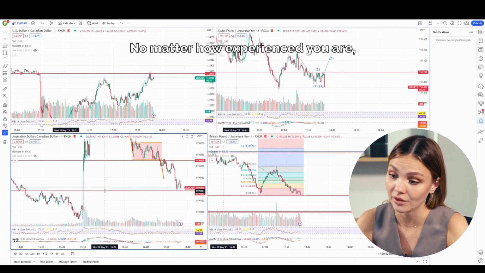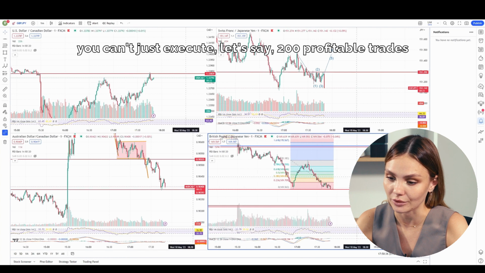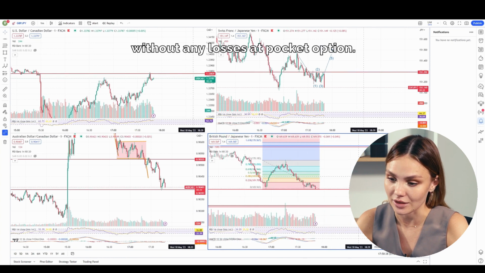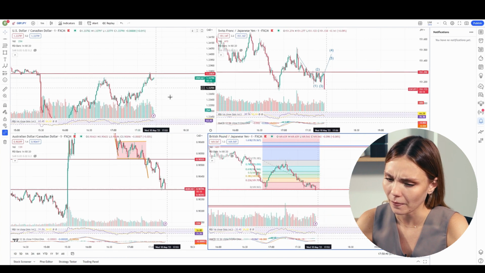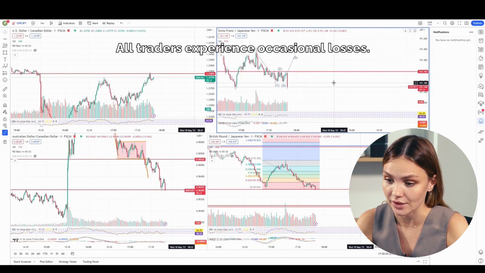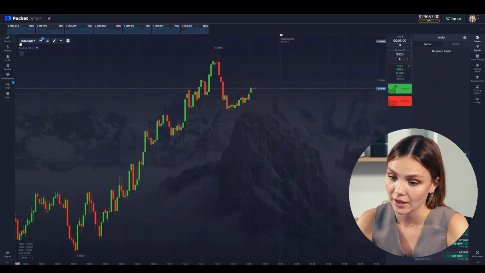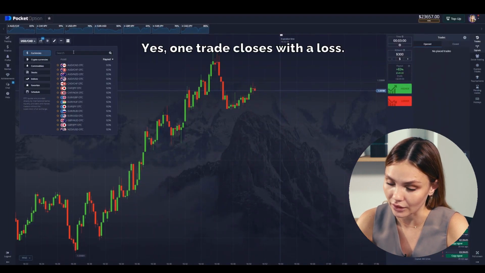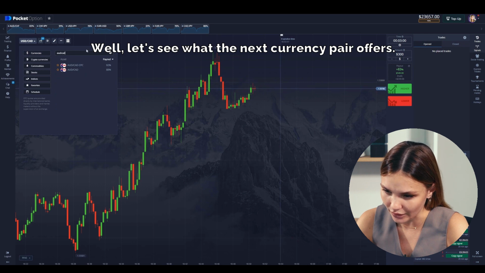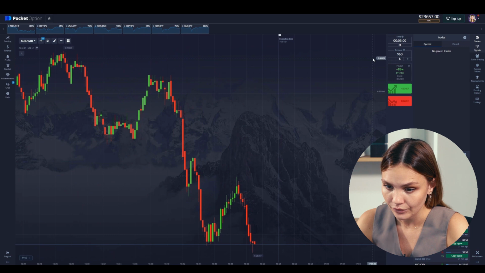No matter how experienced you are, you can't just execute, let's say, 200 profitable trades without any losses at Pocket Option. That's just not realistic. All traders experience occasional losses. It's essential to accept them normally and not to lose motivation. Yes, one trade closes with a loss. Well, let's see what the next currency pair offers.